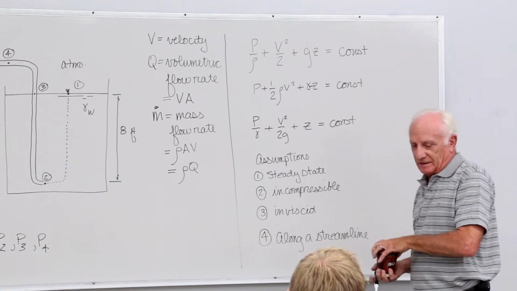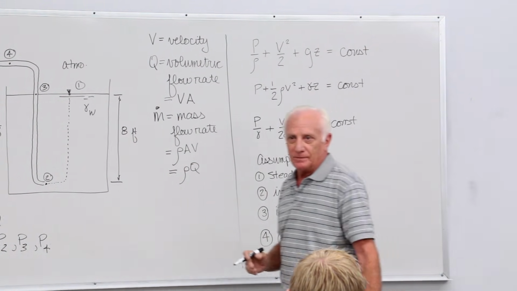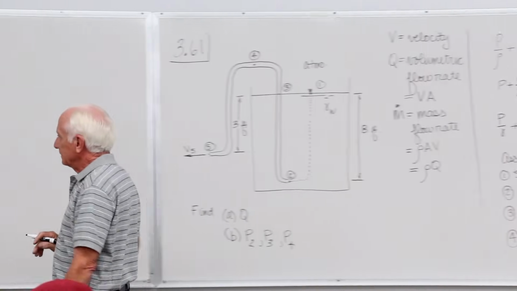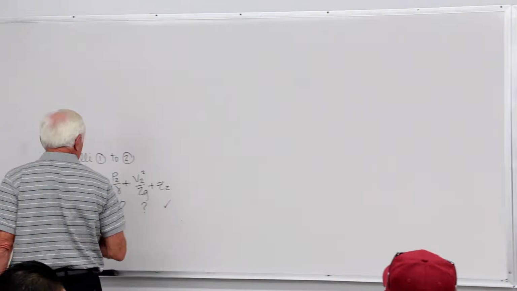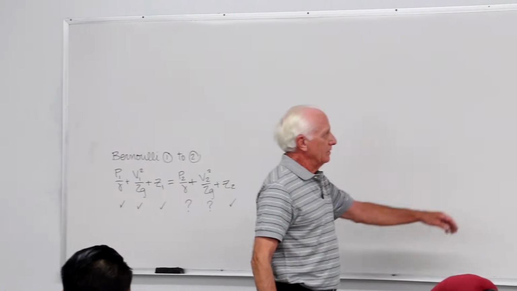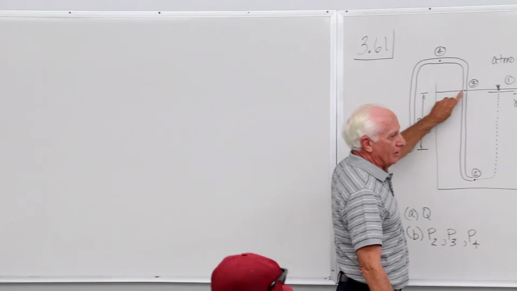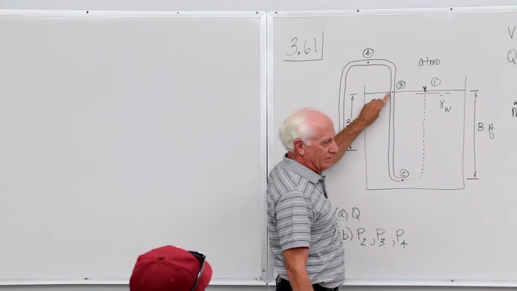I've got a problem. I've got one equation, 2 unknowns. Nope, that didn't work. Try again. 1 to 3. Do I know the velocity at 3? No. The pressure at 3? No.